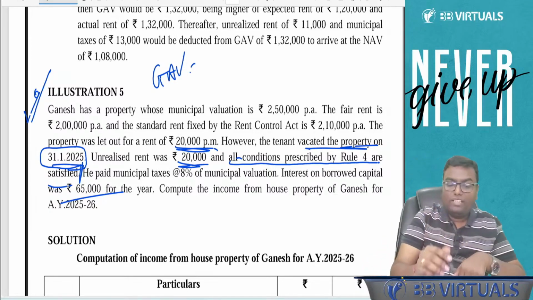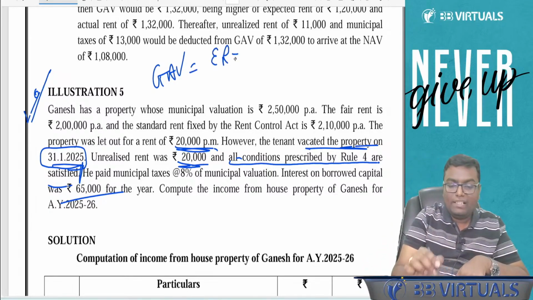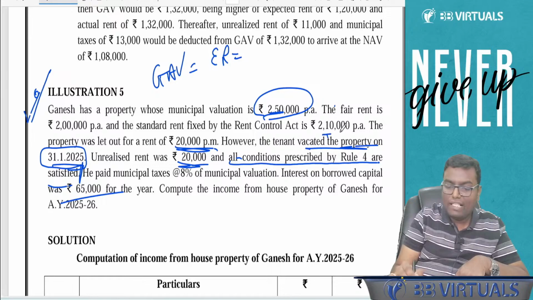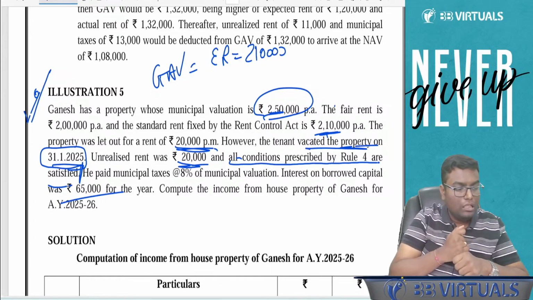Okay, so first of all, what do we need to calculate over here? Expected rent. Can I say what is the expected rent? Municipal value or fair rent, whichever is higher, that amount or standard rent, whichever is lower, that comes to 2,10,000. So my expected rent is 2,10,000.